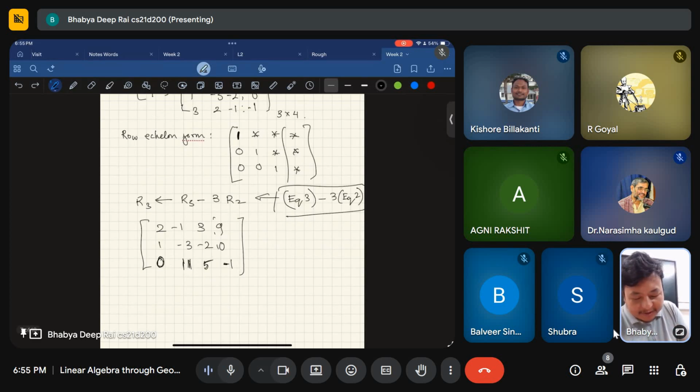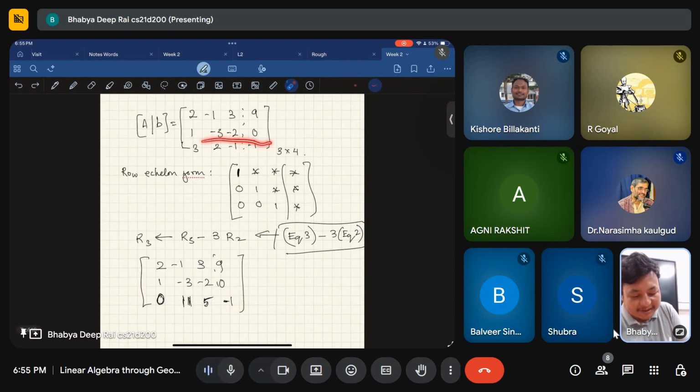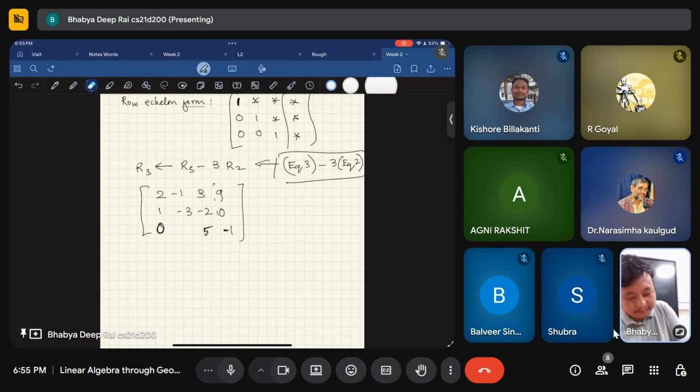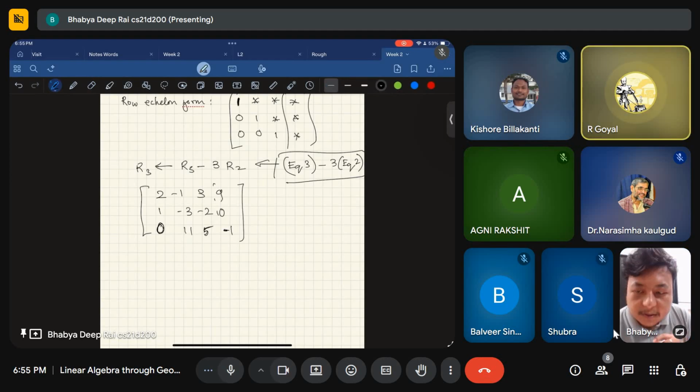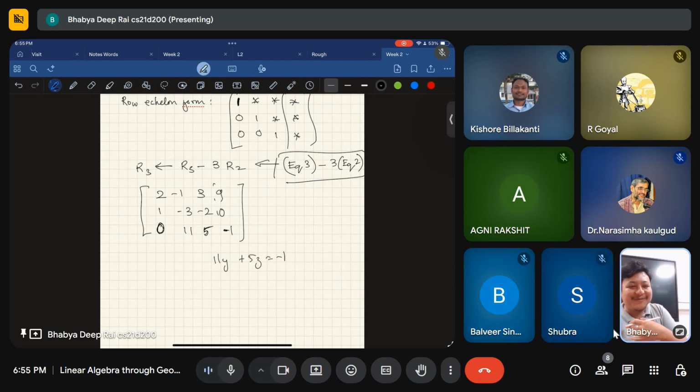And so what you are doing under the covers is simply subtracting 3 times equation 2 from equation 3, because this is actually equation 3. You're saying 3x plus 2y minus z is equal to minus 1, and then subtract 3 times R2 from it, just respecting the order. So what is the meaning of this modified third row? Does this mean that 11y plus 5z is equal to minus 1? Exactly. 11y plus 5z equals minus 1. That is what is happening under the covers.